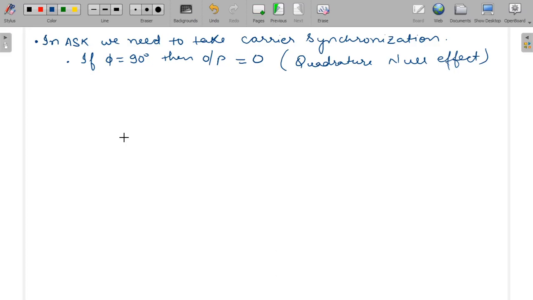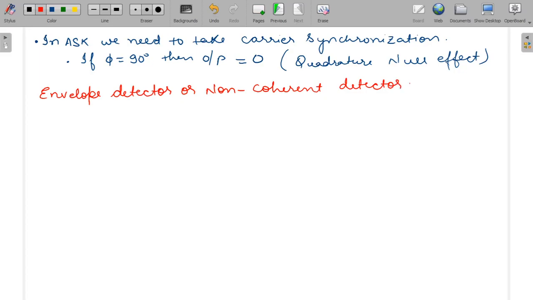Now we will see one more method of demodulation, that is, detection of ASK, that is the envelope detector. Okay, from here a question came in the GATE examination. Envelope detector, or non-coherent detector. Envelope detector is also called a non-coherent detector.